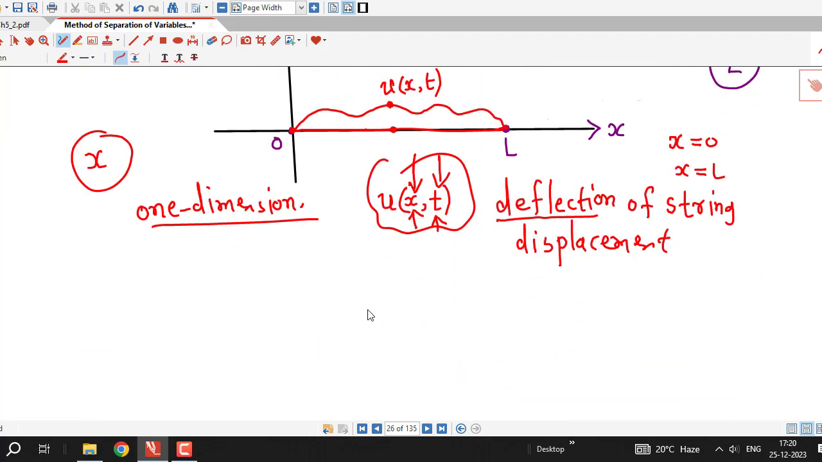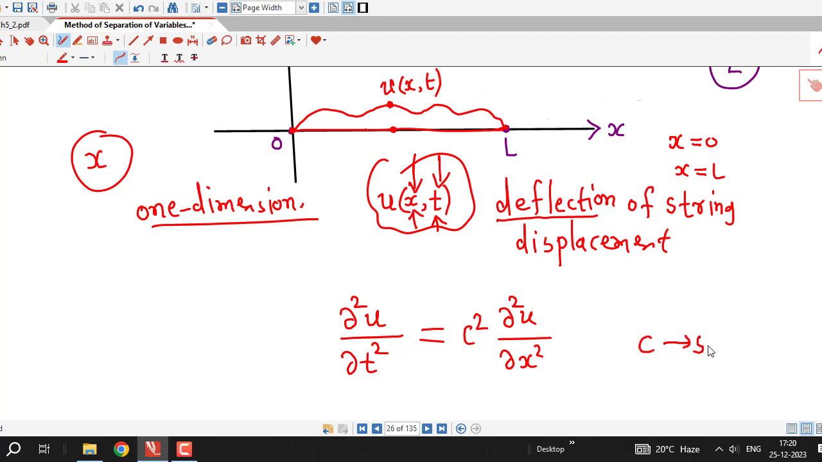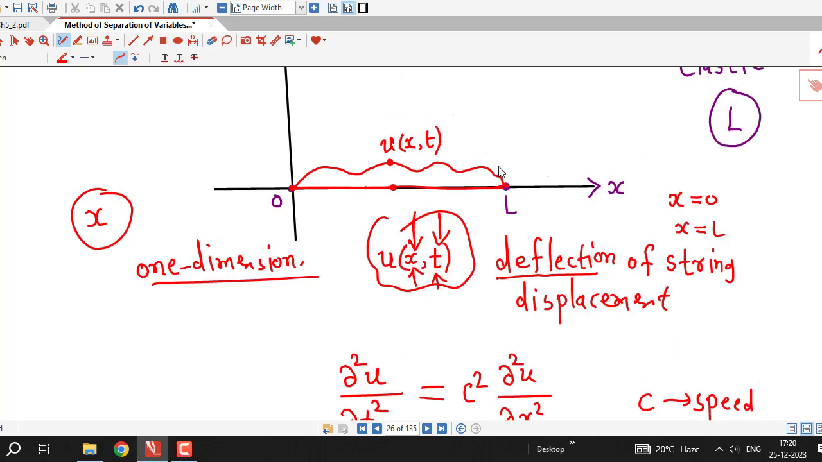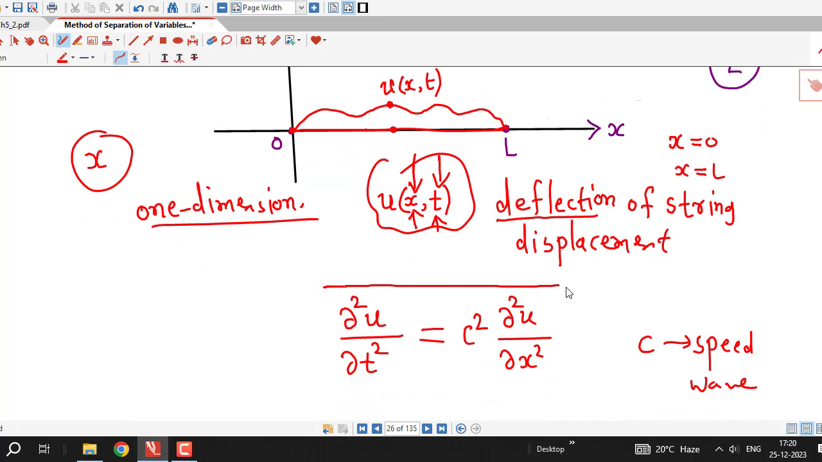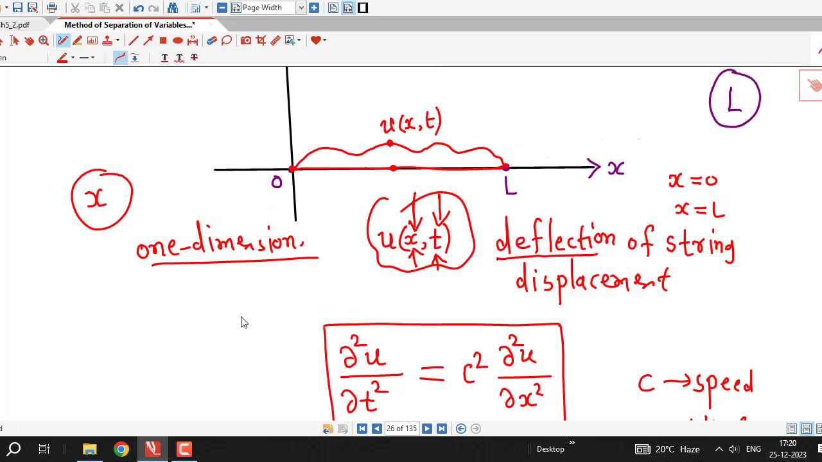This model of vibrating string is governed by the famous equation which we call the wave equation. We are not deriving it, but the wave equation is given by this second order partial differential equation, del square u by del t square equal to c square times del square u by del x square. This c stands for the speed of the wave, or wave speed, meaning the speed of the wave when the string is given vibrations. So, our aim is to study the solution of this one dimensional wave equation which satisfies certain conditions.